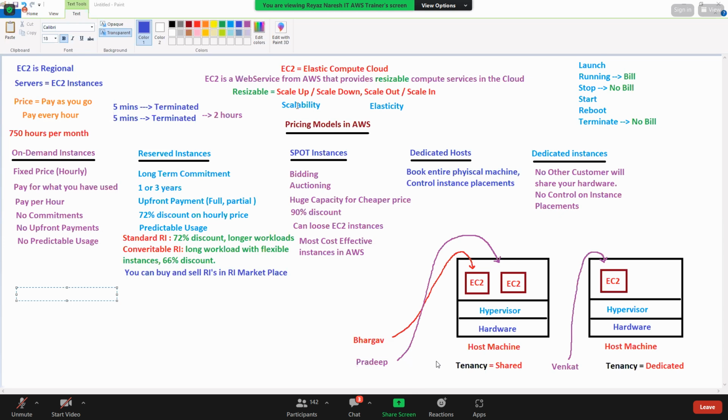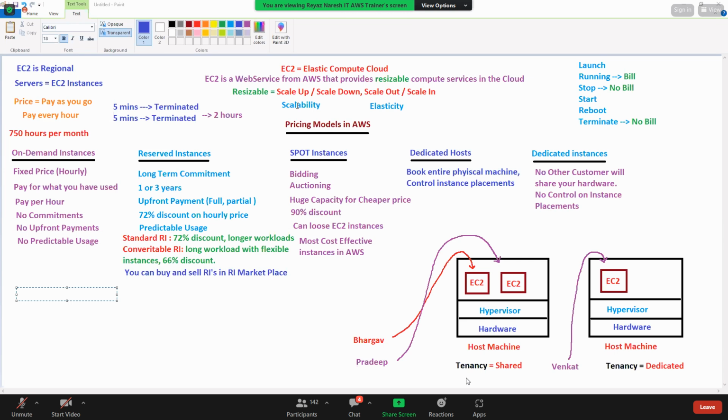Like this, you can have multiple hosts. As a customer, you have 5 hosts in the backend. Now you are launching an EC2 instance. AWS will ask, you have 5 hosts, in which host do you want to launch the EC2 instance? Can you control the placement? First host, second, third, fourth, fifth. You can select the host. That is a dedicated machine for you. Dedicated host, host meaning the backend host.